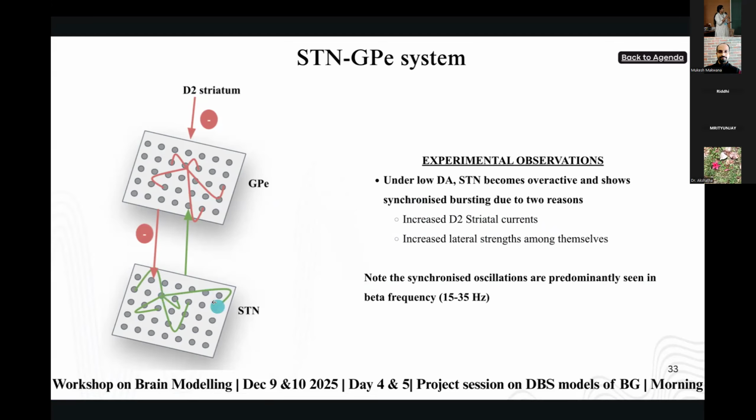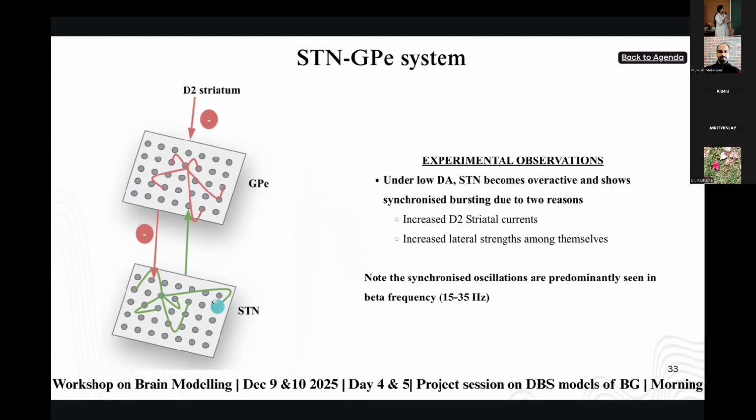Then maybe I'll go into this slide. So this is how we end up modeling your STN-GPE system. Now, how do I model deep brain stimulation to it? As I mentioned, deep brain stimulation is a surgical thing where they put an electrode into the STN and start stimulating it with electric pulses.